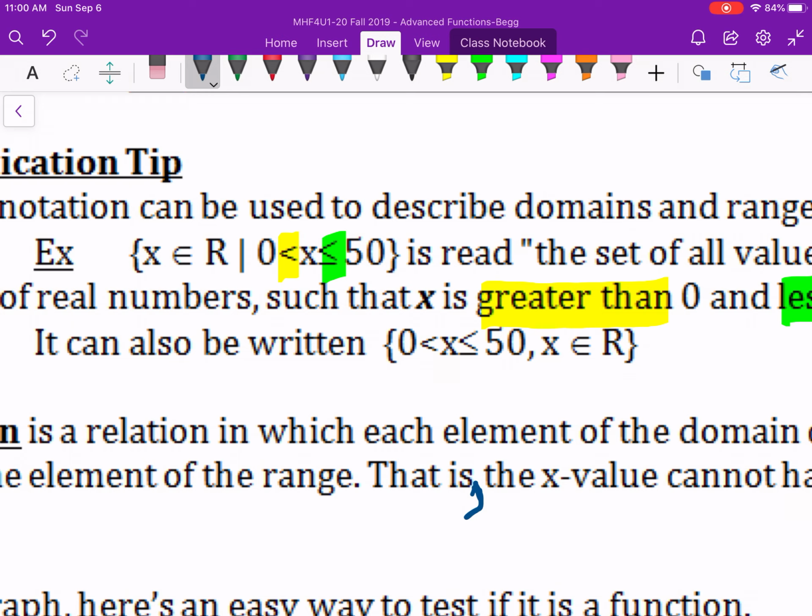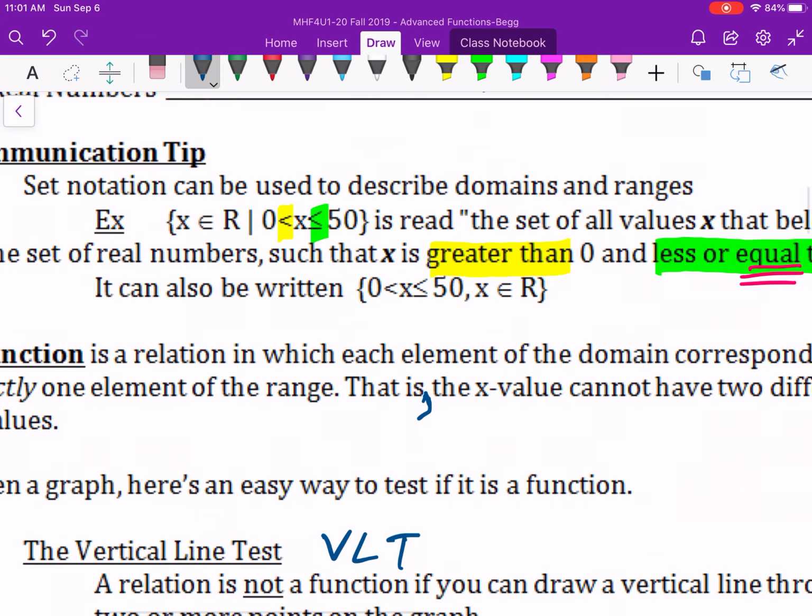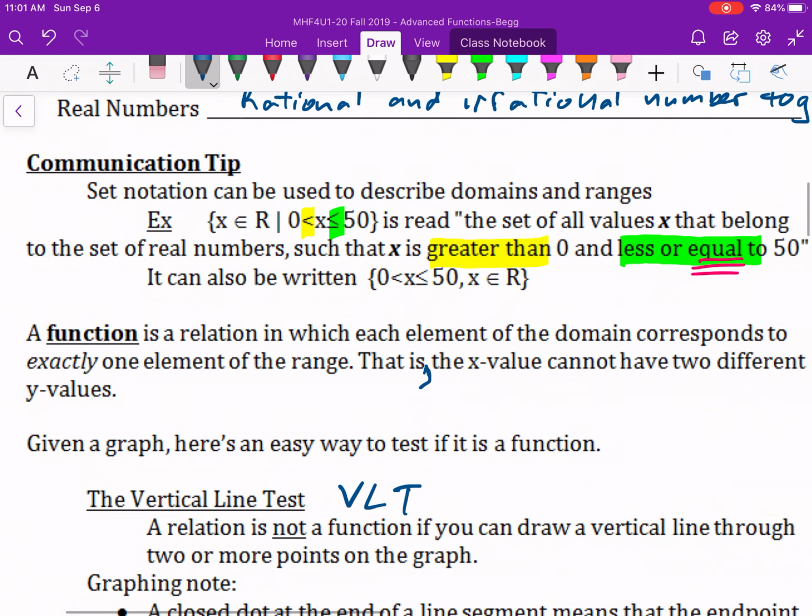If we're reading it from the left, then the alligator mouth is always pointing towards the bigger thing. So if I'm starting with 0, 0 is less than x. There's no line underneath it, so it's not or equal to, it's just less than. And the one that does have the line underneath it, x is less than or equal to 50.